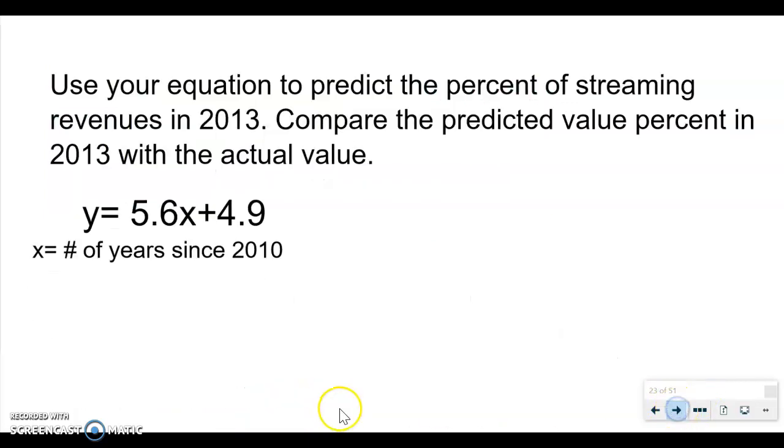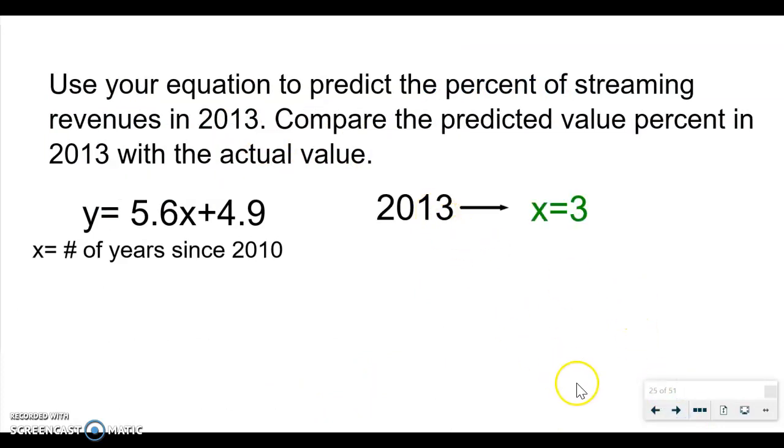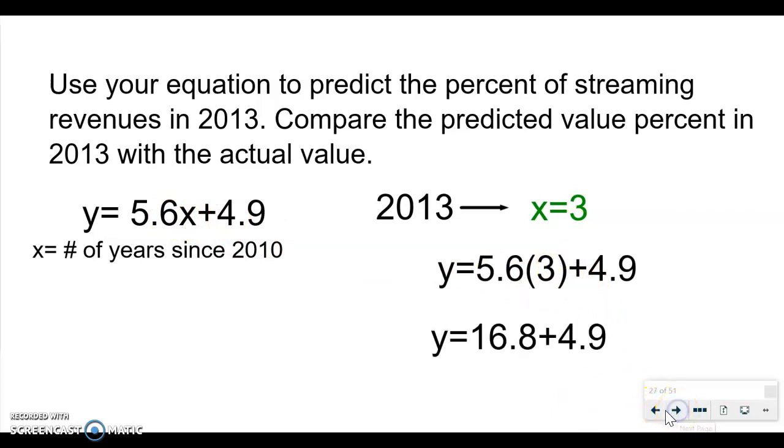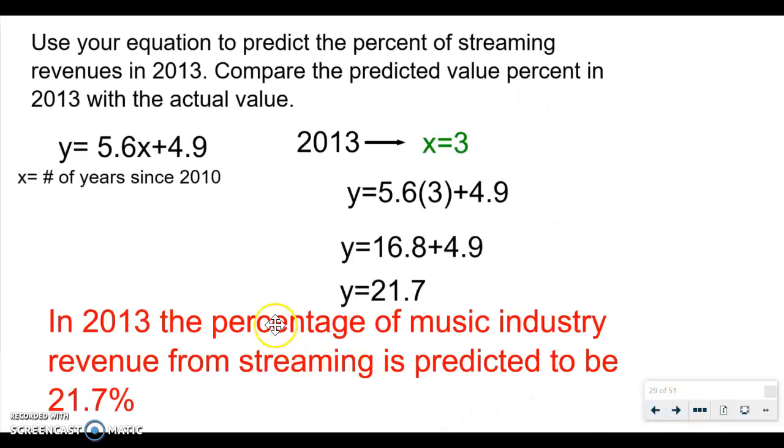So we're looking at the year 2013. That is the same thing as x equals 3, because remember, x is the number of years since 2010. So we're going to plug 3 in place of x. 5.6 times 3 is 16.8, plus 4.9, which turns out to be 21.7%. So this is saying that in 2013, the percentage of the music industry revenue from streaming is predicted to be 21.7%.